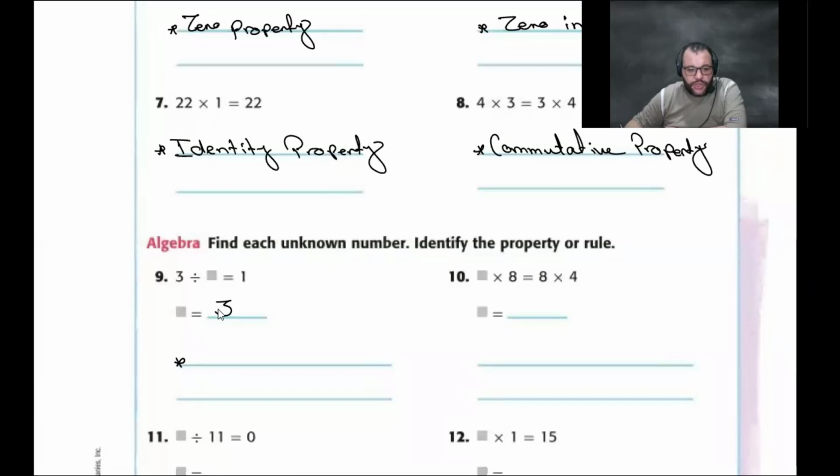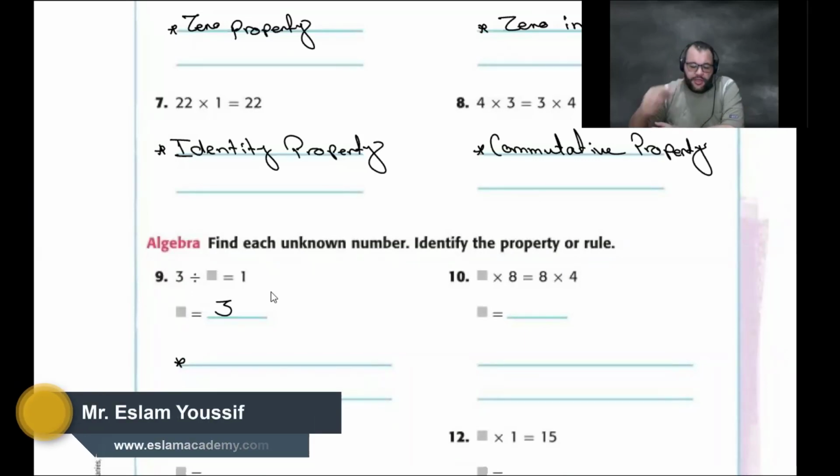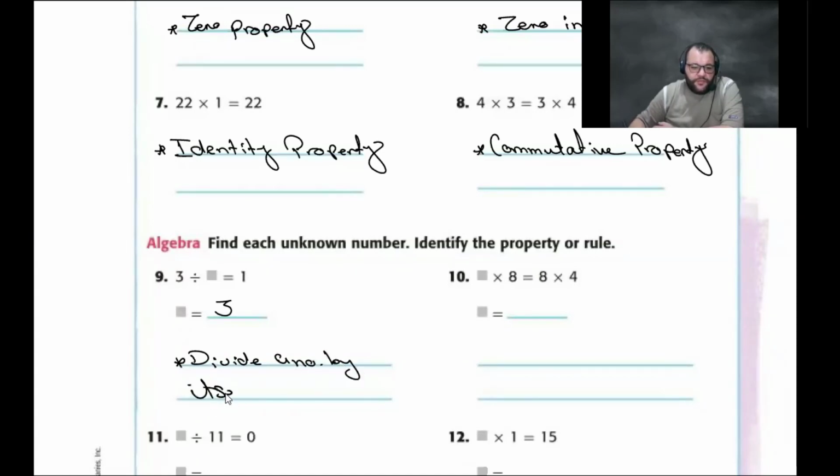Yes, I just write the unknown equal 3. What is the name of this property? We name it divide by itself. Yes, divide a number by itself.